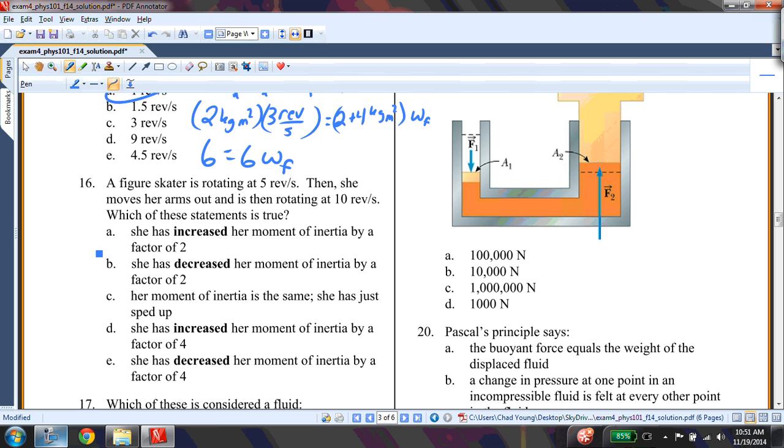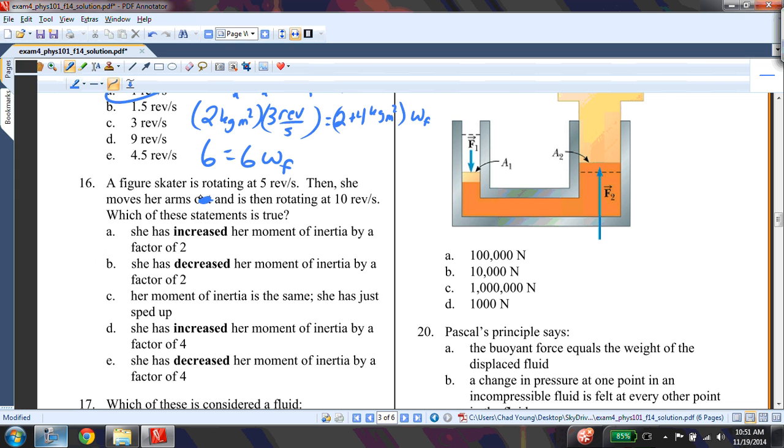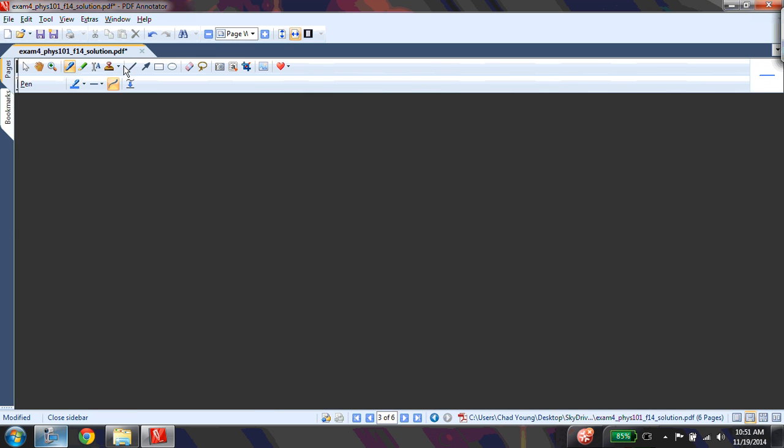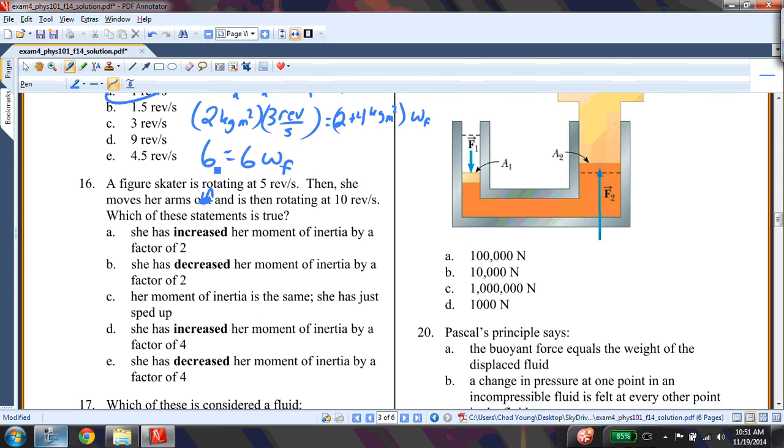A figure skater is rotating at 5 revolutions per second. Then she moves her arms out and is rotating at 10 revolutions per second. This should actually say moved her arms in. Which of these statements is true? Well, she speeds up, so I know that I omega has to remain constant. So if this increases, then I know this has to decrease, which is the moment of inertia. And it increases by a factor of 2, so she has to decrease that by a factor of 2. So B is the right answer for number 16. And again, as I said, she's moving her arms in, not out.